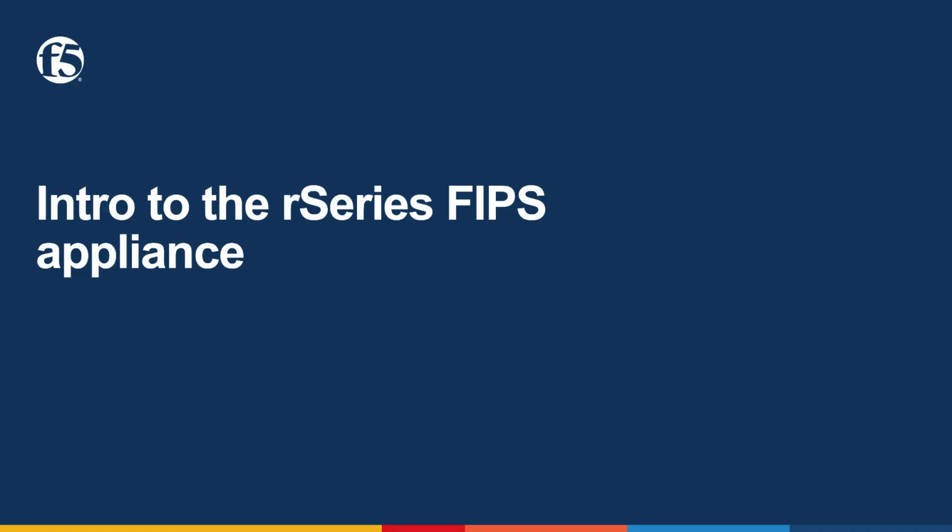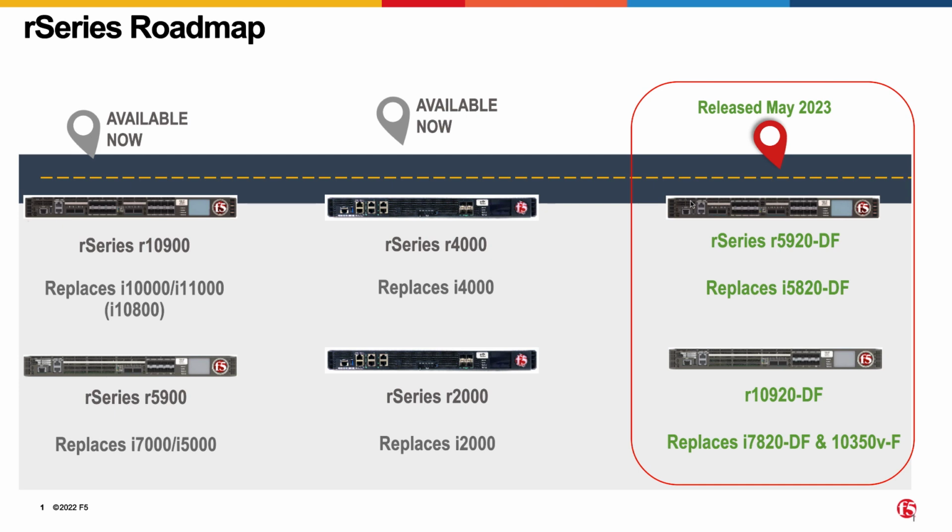R Series is F5's next generation appliance based solution that replaces the current I Series platforms. The R Series FIPS appliances come in two flavors, specifically the R5920DF replaces the I5820DF appliances, and the R10920DF replaces the I7820DF and 10350V-F platforms.